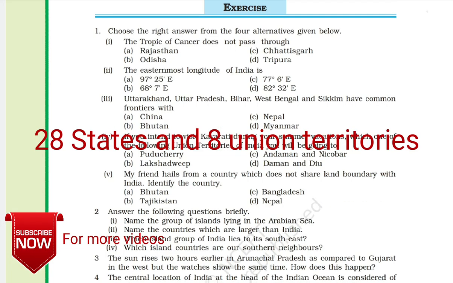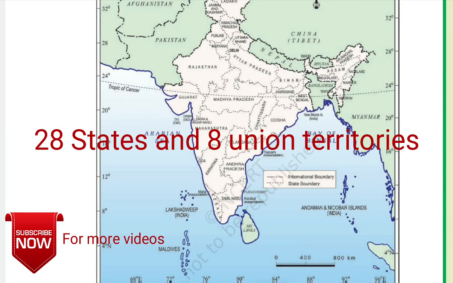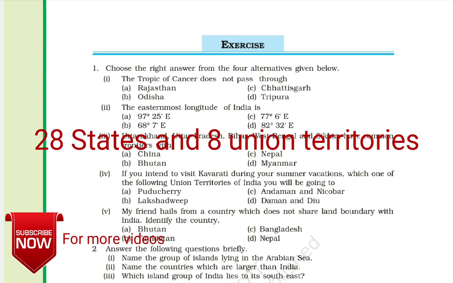Questions and answers. Choose the right answer from the four alternatives given below. The Tropic of Cancer does not pass through Rajasthan, Chhattisgarh, Odisha, Tripura. Friends, please note, the Tropic of Cancer passes through Gujarat, Rajasthan, Madhya Pradesh, Chhattisgarh, Jharkhand, West Bengal, Tripura and Mizoram. So, the Tropic of Cancer does not pass through Odisha. The easternmost longitude of India is 97 degrees 25 minutes east.